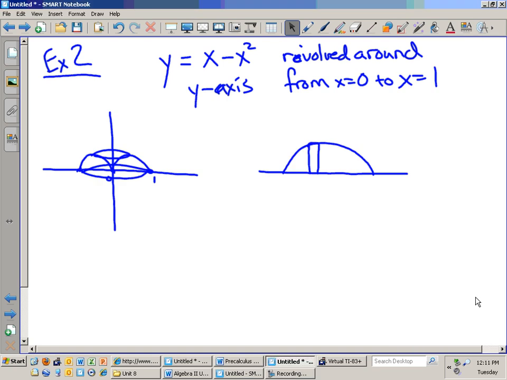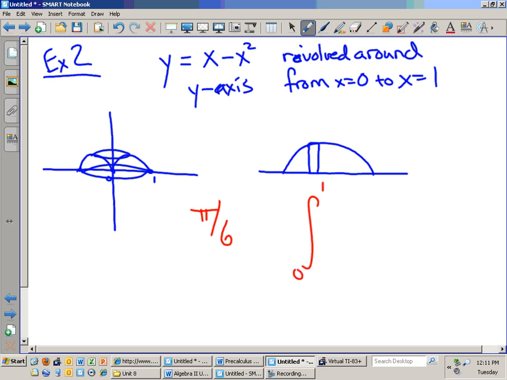Raise your hand if you got pi over 6. Good job. Is there any questions from somebody how I came up with pi over 6? I'm not going to work through the whole thing, but I will set up the integral for you. We are integrating from 0 to 1.